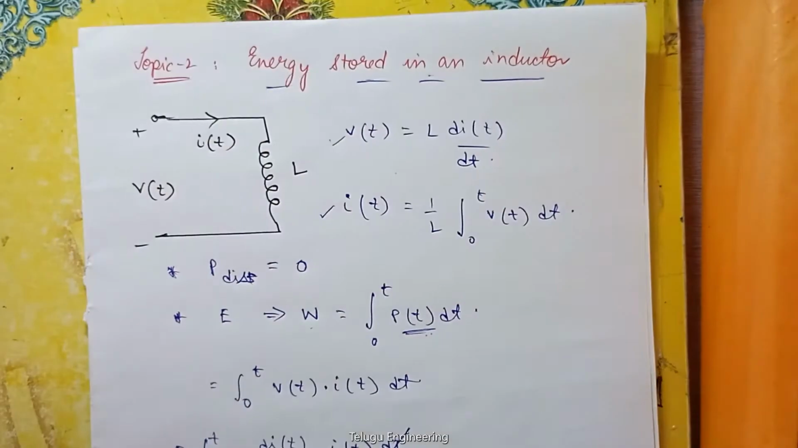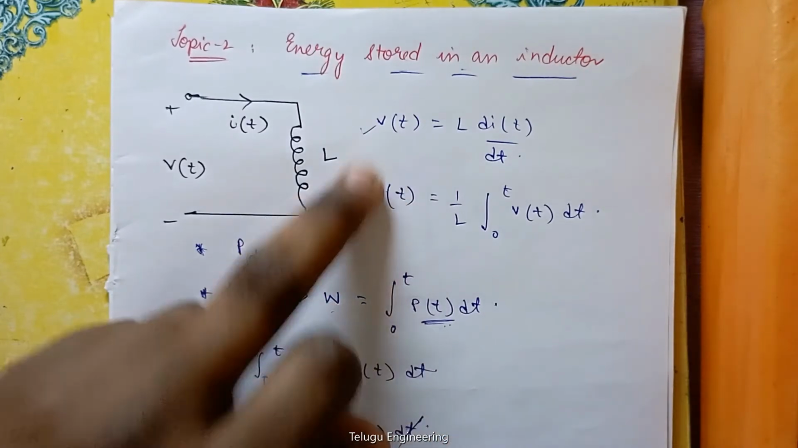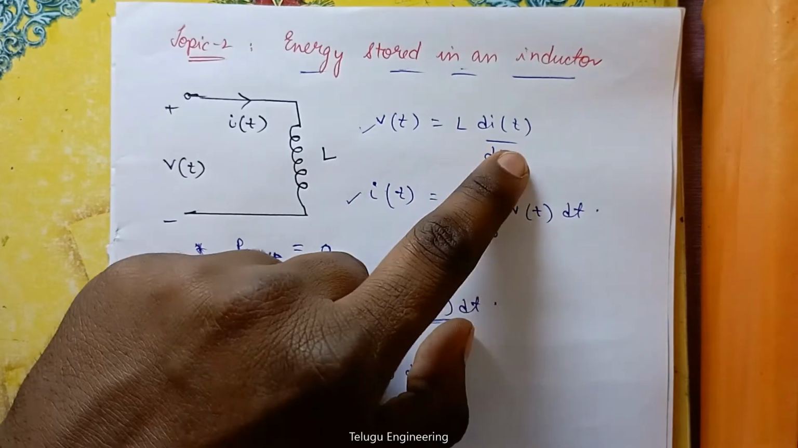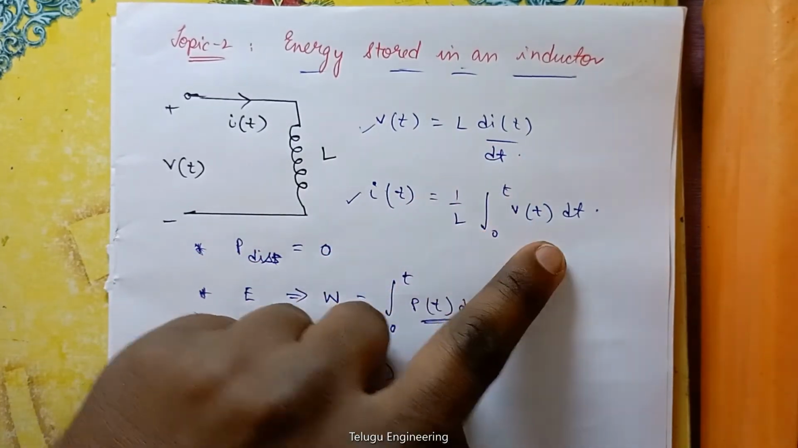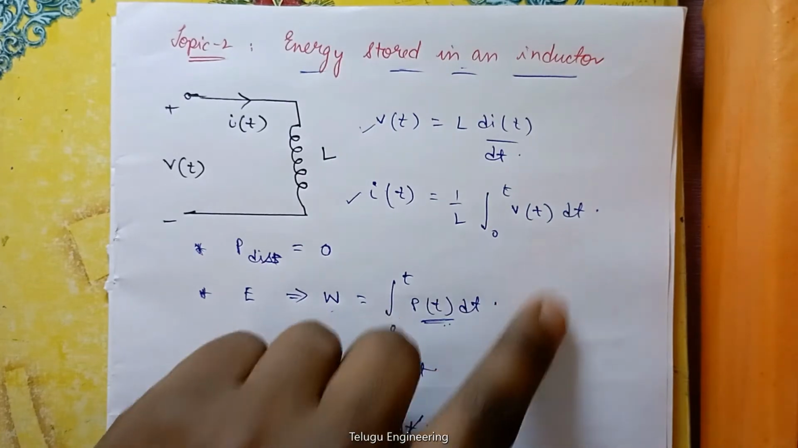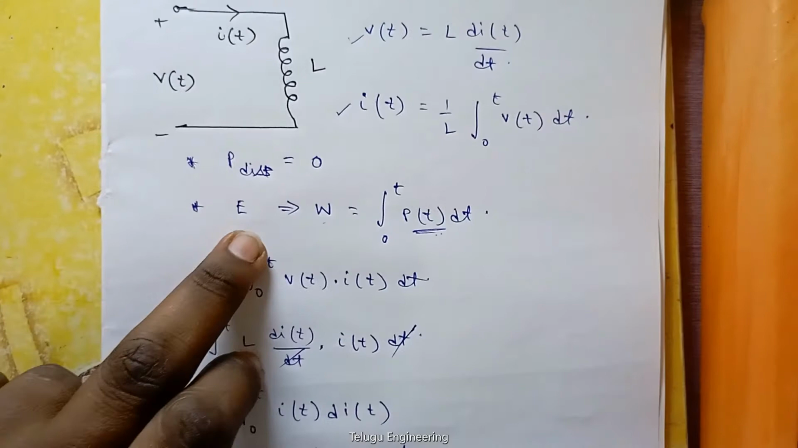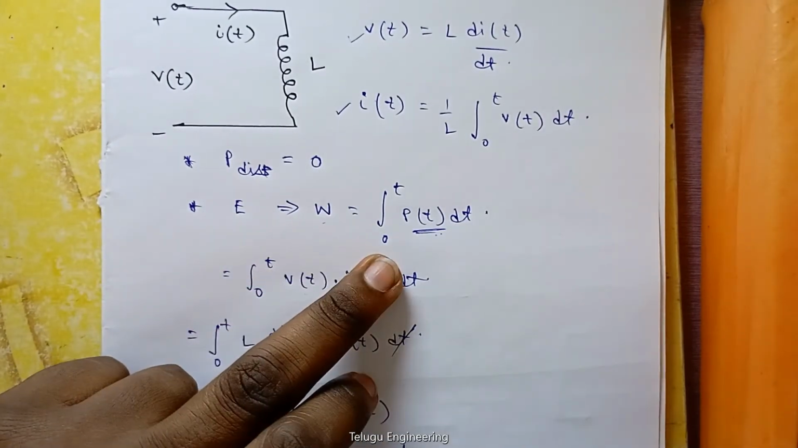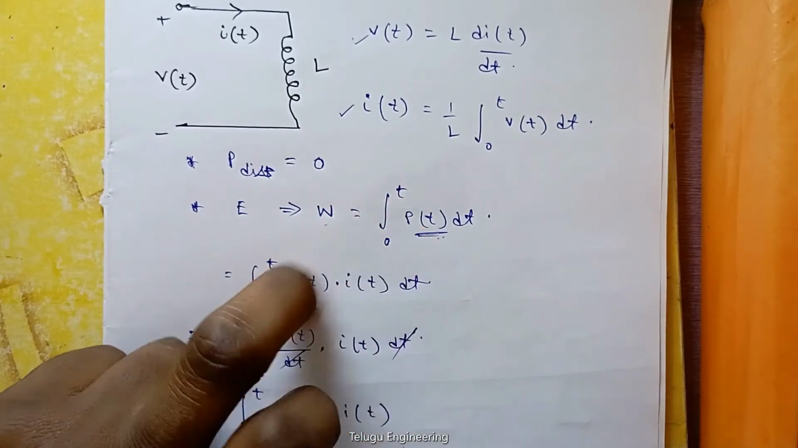So it is a simple derivation. We already know the equations of V of t and I of t for an inductor. V of t is L di of t by dt, and I of t will be 1/L integration 0 to t of V of t dt. Next, since we are finding the energy of an inductor, energy is nothing but the amount of work done. The work done can be represented in terms of power as limit 0 to t p of t dt.